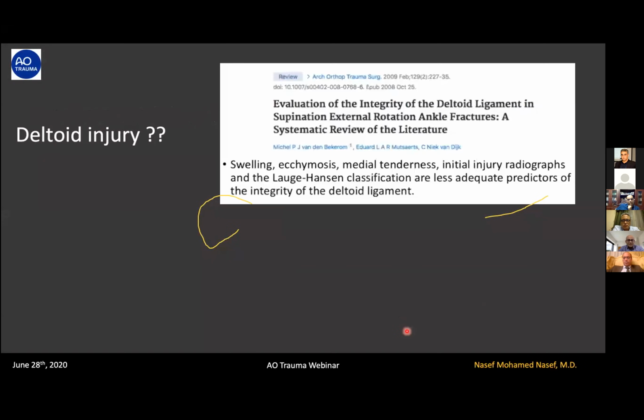And to detect this deltoid injury, I personally, while growing up, was taught swelling, ecchymosis, medial tenderness, or even the Lauge-Hansen classification. And this was proven almost 10 years ago now to not be an adequate predictor of the integrity of the deltoid. You still have to look at the deltoid end on to know if it is completely or incompletely cut, because that is going to define the stability in this supination external rotation injury.